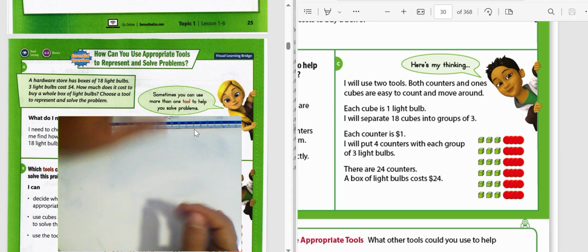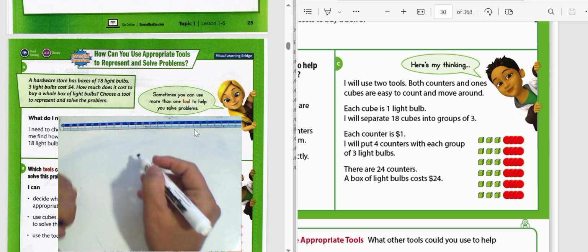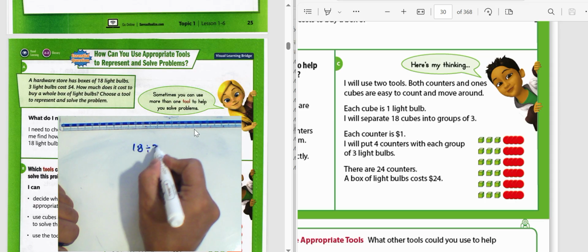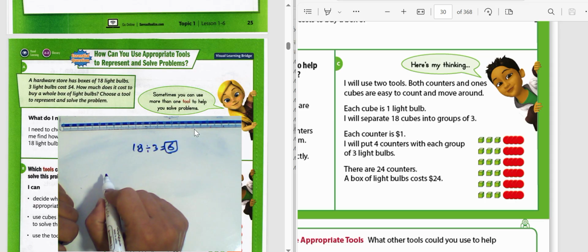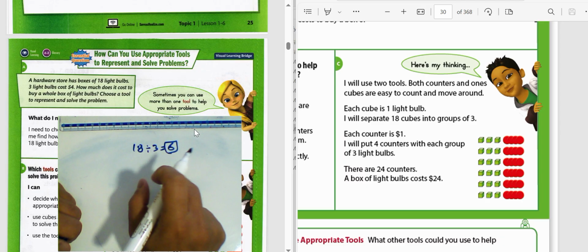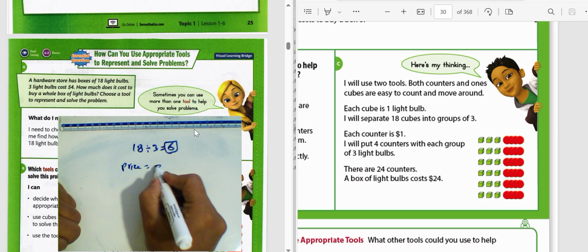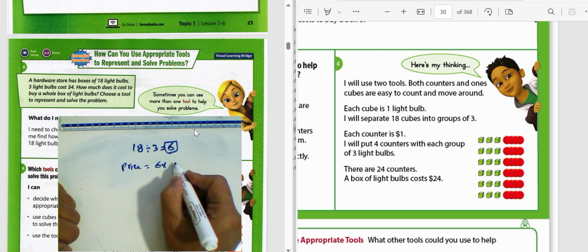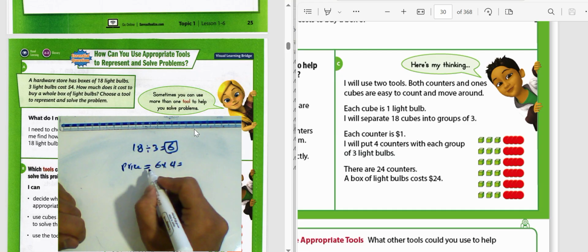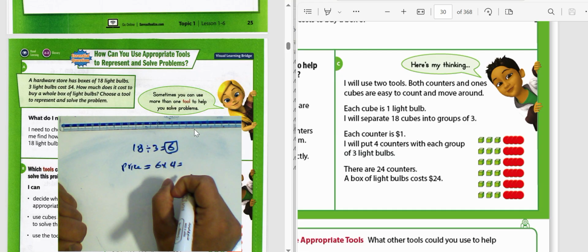You can use this method, or you can find the steps in one step. 18 divided by 3 equals 6. Okay, the first step, 18 divided by 3 equals 6, and then the price will be what? 6 times 4, because the price of each group was $4.